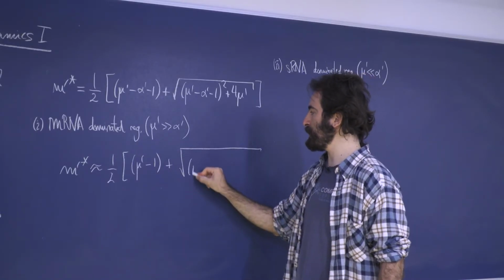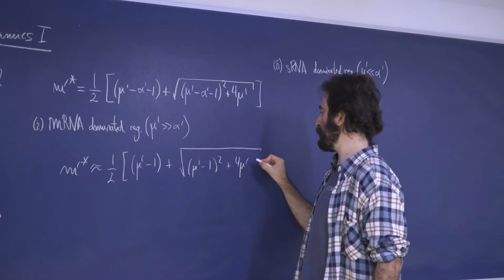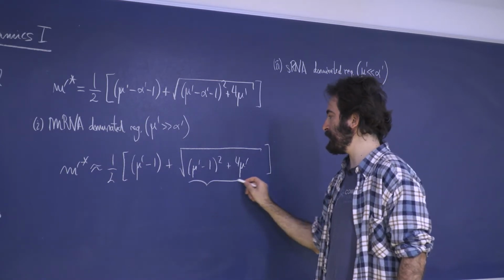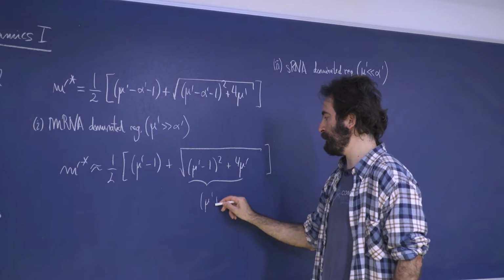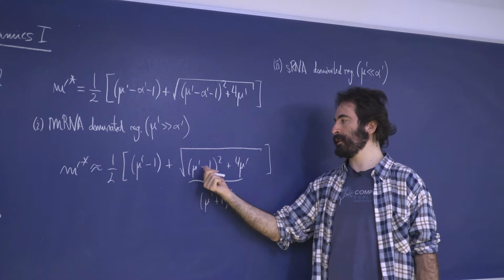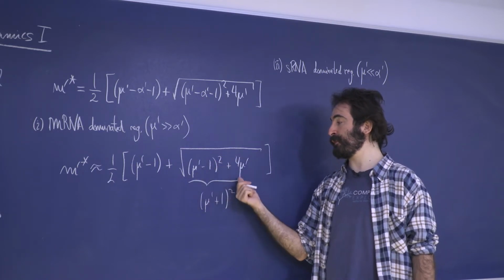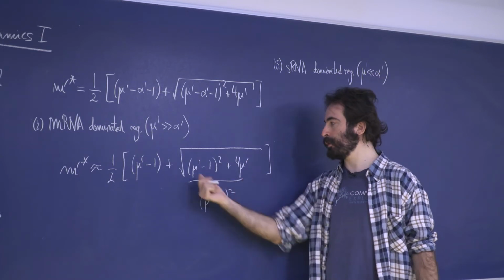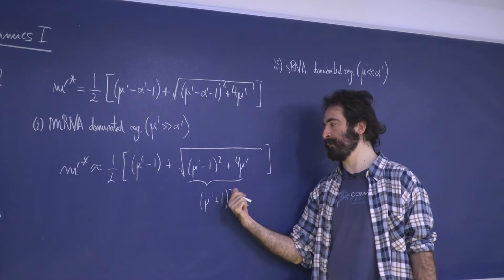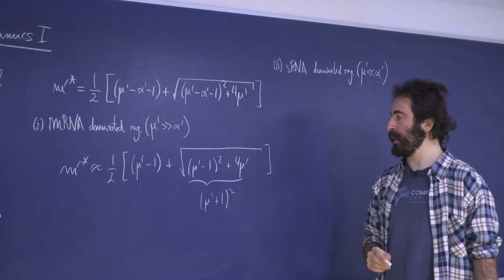So this is going to be approximated by this squared plus 4 mu prime. And then I'll close the brackets here. But notice that this is nothing else but mu prime plus 1 squared, right? Because if you think about it, if you develop this, it is mu prime squared plus 1 minus 2 times mu prime. But then plus 4 times mu prime, that's going to give altogether mu prime squared plus 1 plus 2 times mu prime, which is nothing else but mu prime plus 1 squared.